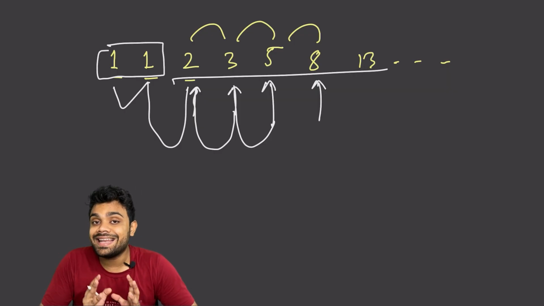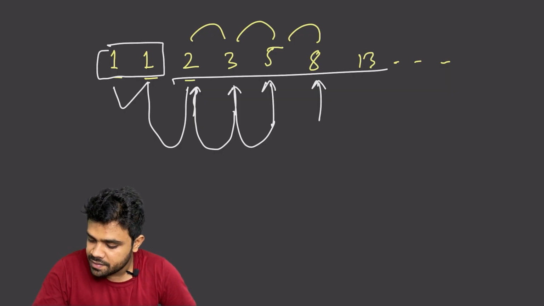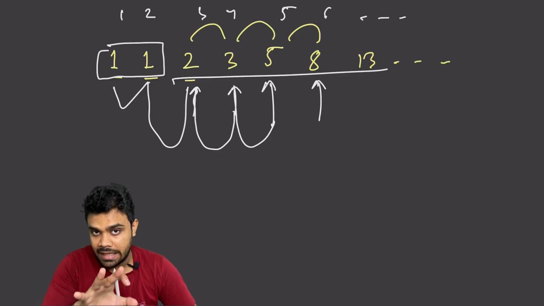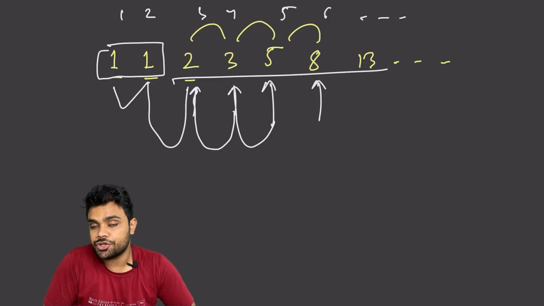And we need to find the nth term of the Fibonacci series. This is the first term, second term, third term, fourth term, fifth, sixth, and so on. We need to find the nth term. Alright, this is the question. Now think about it.